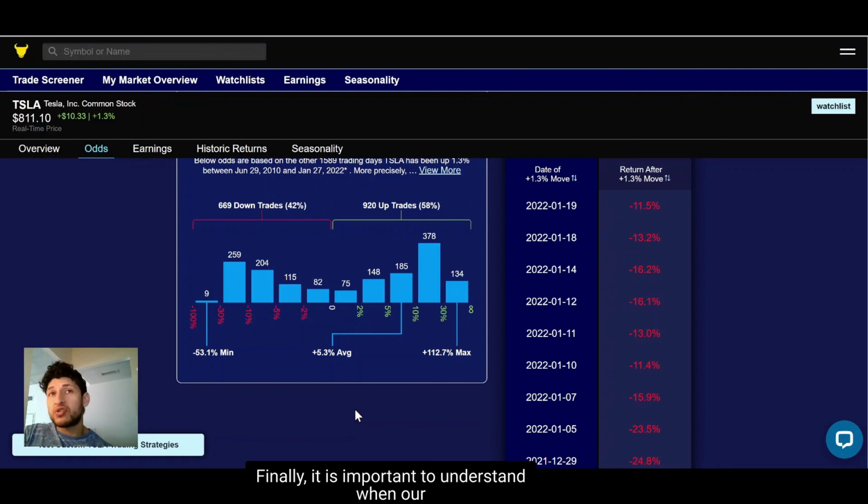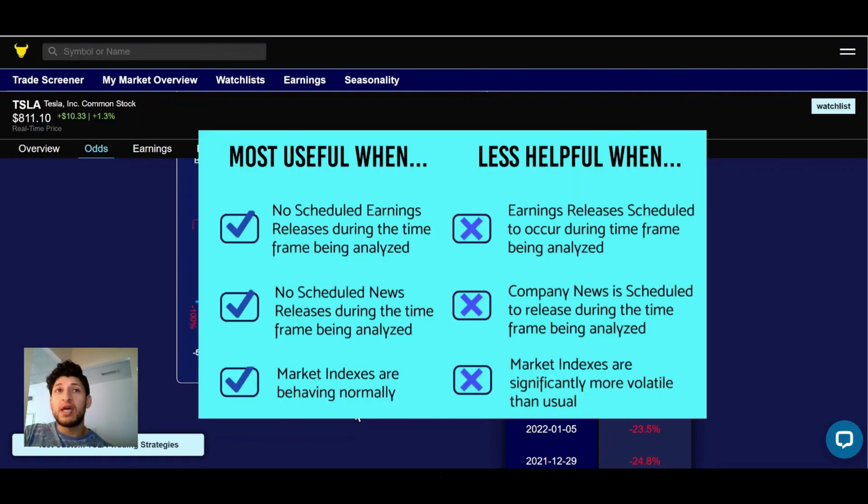Finally, it is important to understand when our odds are less likely to be useful. If an earnings release or any other material event with an unknown outcome is set to take place during the time frame you are analyzing on our platform, our odds data will likely be less helpful as the outcome of that event will likely be the main driver of the stock price.